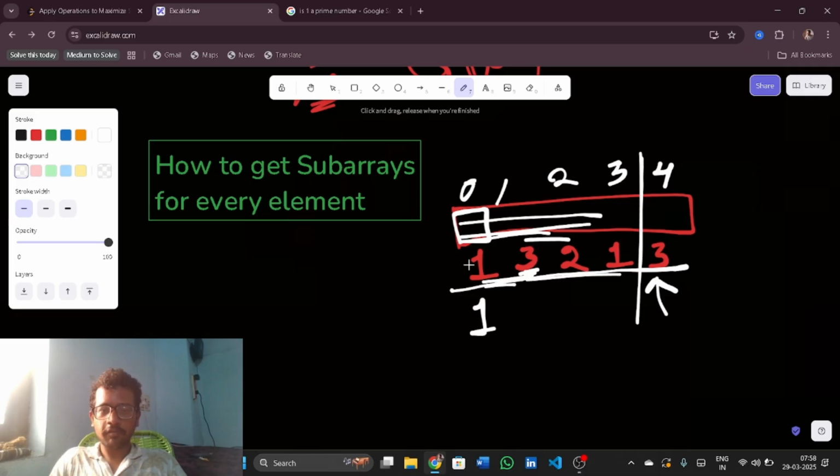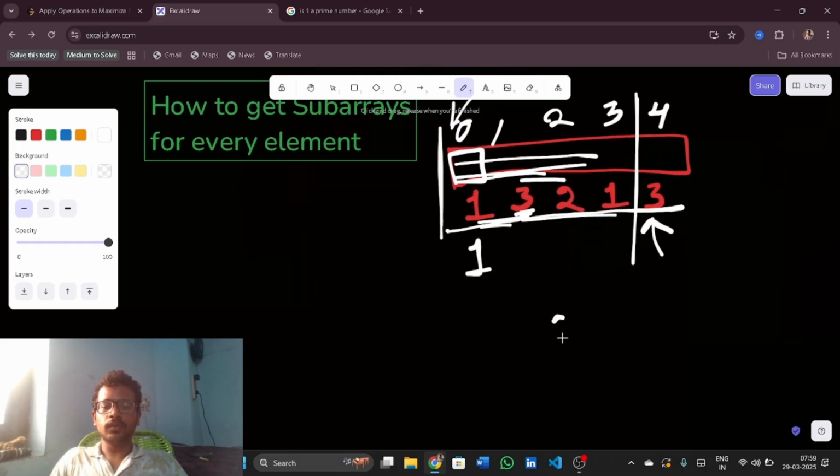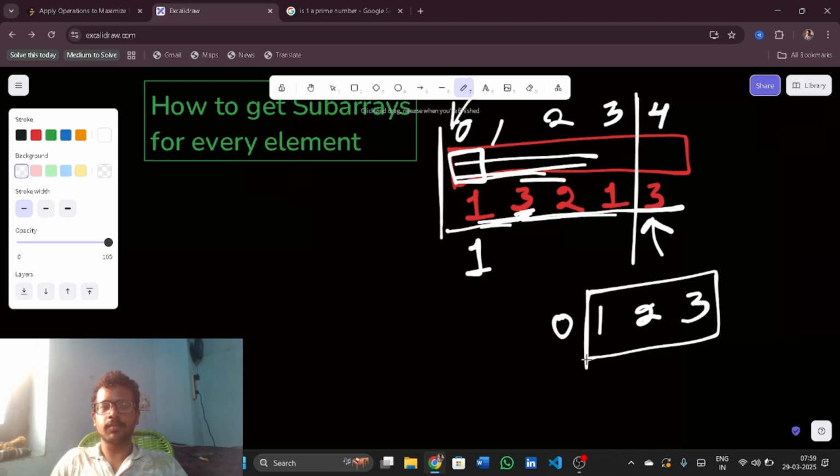Now the index where I get the previous greater: the previous greater should be at least 3 or greater than 3, but I didn't get any 3 before. So for this I would consider all these things. Now 0, 1, 2, 3, 0, 1, 2, 3. I would consider these subarrays. The number of subarrays that I can get here are 1, 2, and then 3.